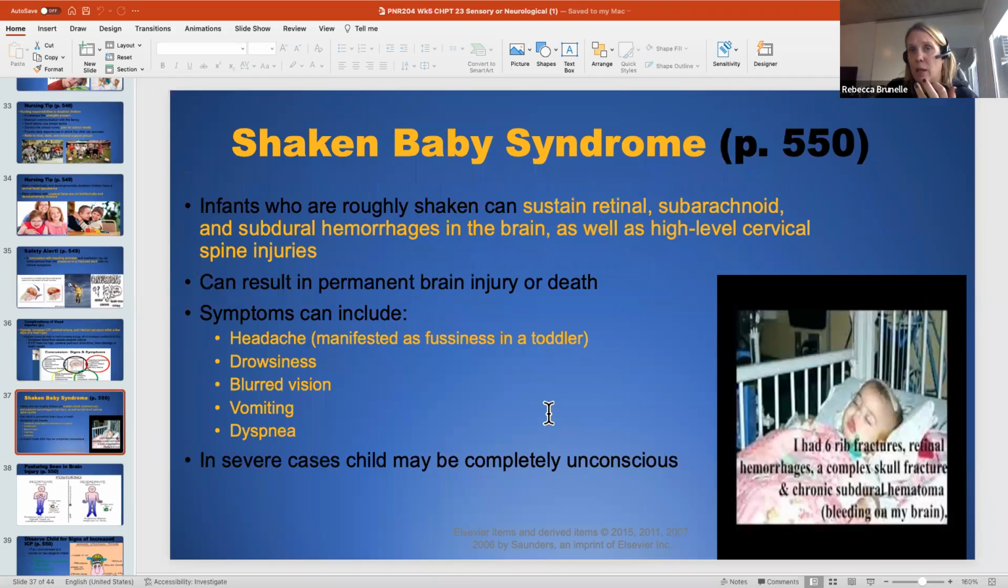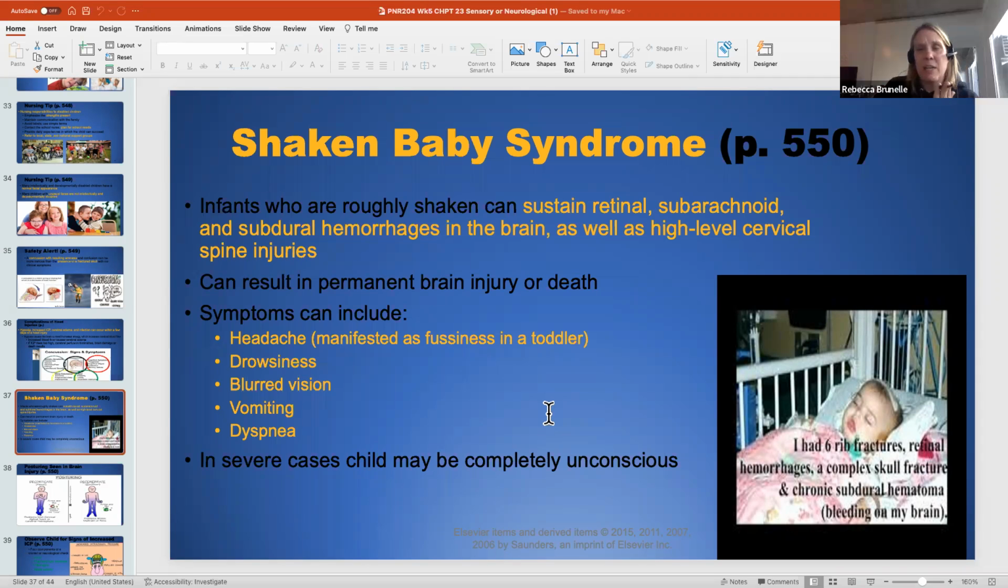So unfortunately, whenever we're talking about pediatrics, we have to think about child abuse. So something called shaken baby syndrome. Has anyone heard of shaken baby syndrome? The phrase kind of gives it away. So what do you think shaken baby syndrome is? Is it when they're shaking the baby and their spinal cord detaches from their brain?